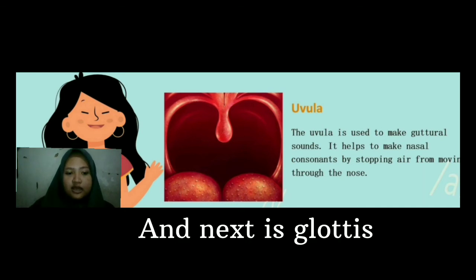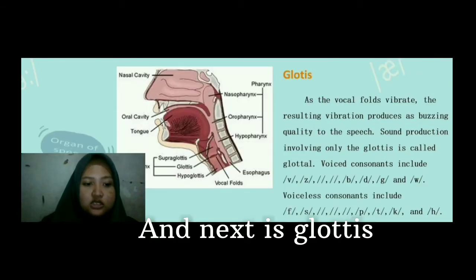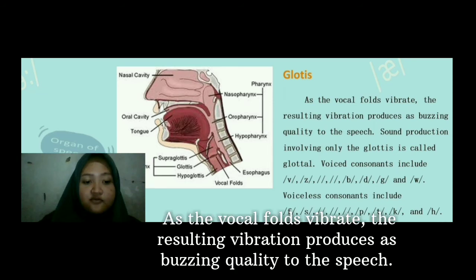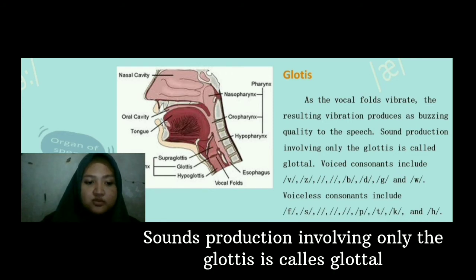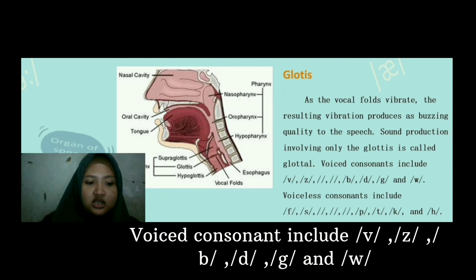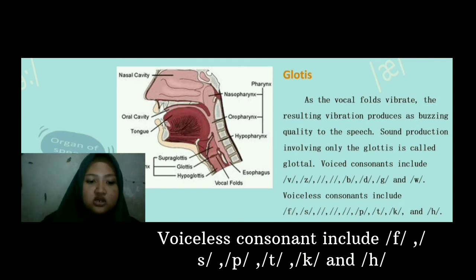And next is the glottis. As the vocal cords vibrate, the resulting vibration produces a buzzing quality to the speech. Sound production involving only the glottis is called glottal. Voiced consonants include V, Z, B, D, G, and W. Voiceless consonants include F, S, P, T, K, and H.